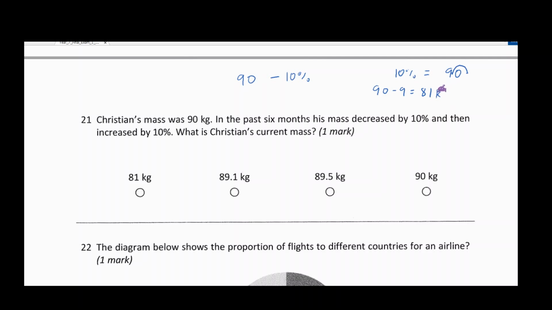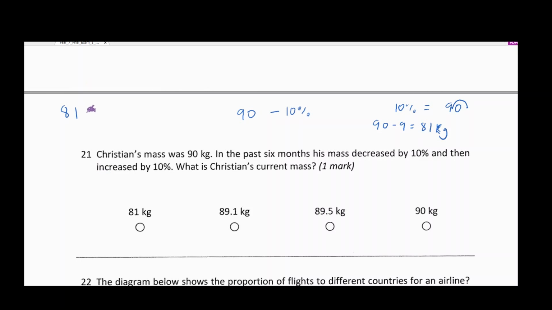Then increased by 10%. Okay? So for 81 kilos, 10% of 81 is going to be 8.1. So then we go 81 plus 8.1. That leaves us at, we've got 1 there, then we've got 1 plus 8 is 9, 89.1. There it is, 81.9 kilos.